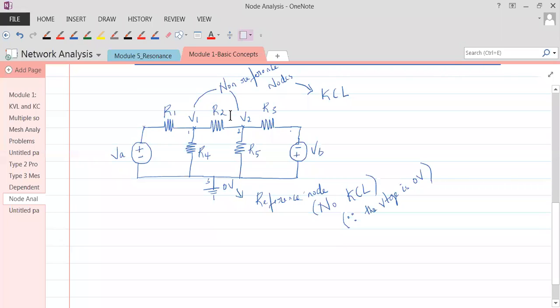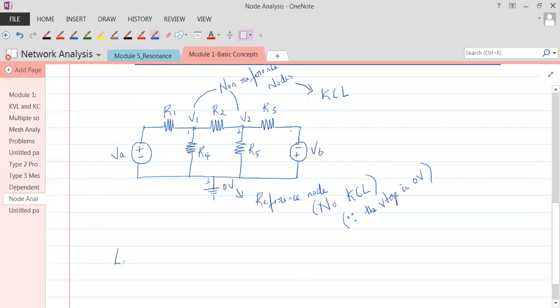Understand this? Okay, and what type of circuit is this? What type of circuit did we used to call this in mesh analysis? This is a type 1 circuit. Why is this a type 1 circuit? Because there is no current source. Everybody understand that there is no current source. That's why we were referring to this as a type 1 circuit. Now let's again take the same circuit and see how to apply KCL.